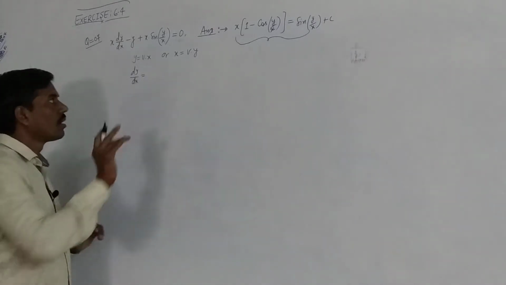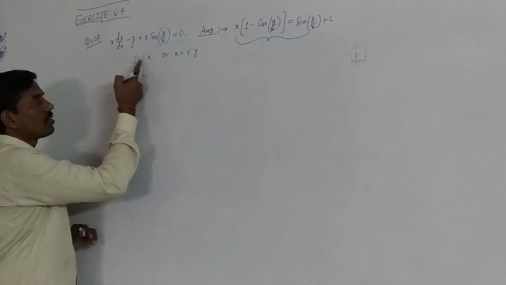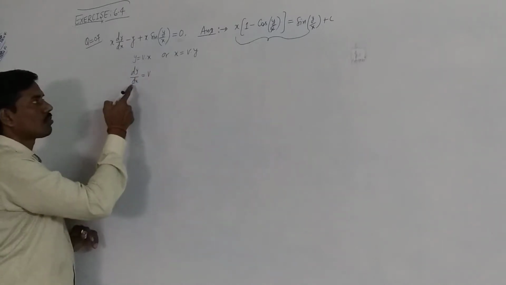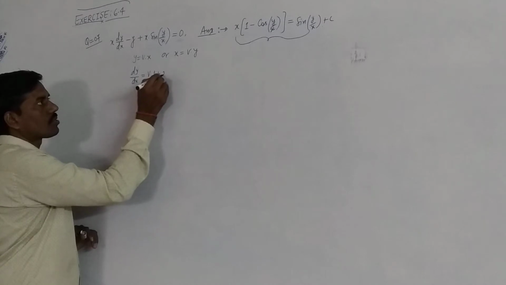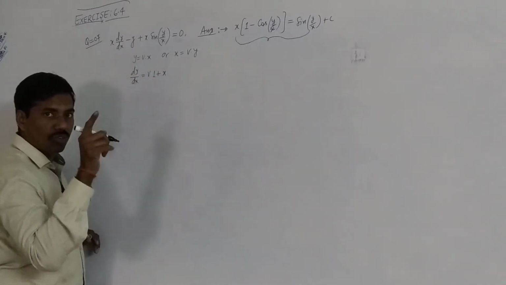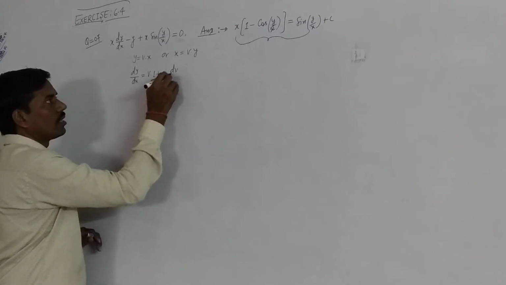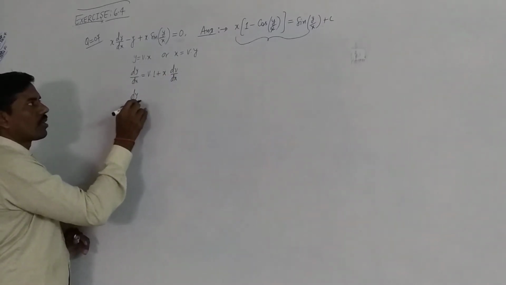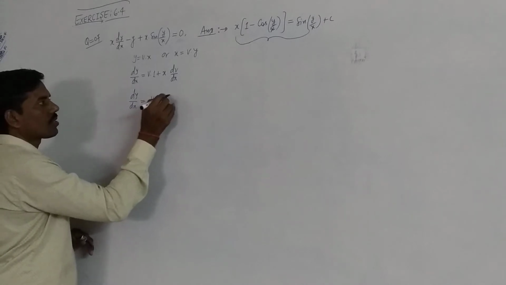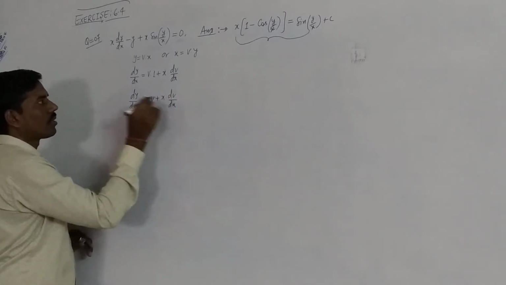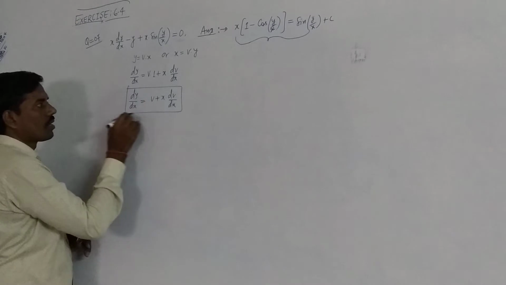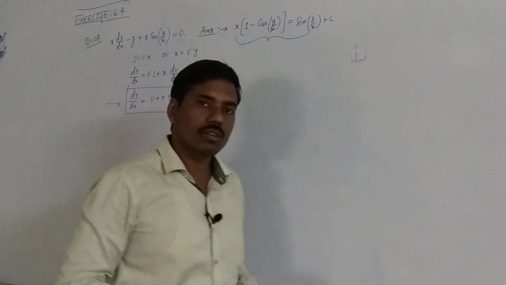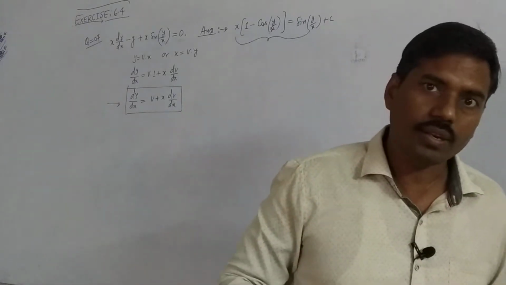Okay, clear? So y is equal to vx, so v into derivative of x with respect to x is 1, plus x into derivative of v with respect to x is dv by dx. So we have dy by dx is equal to v plus x into dv by dx. In this way we transform dy by dx in the form of dv by dx.